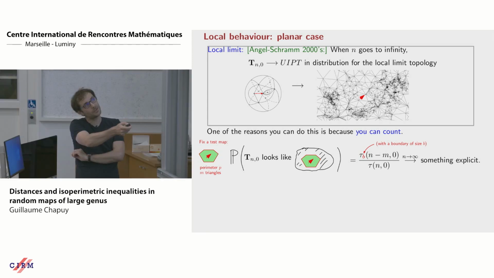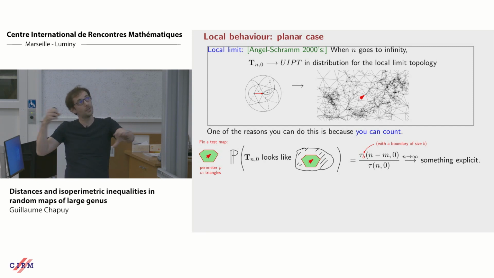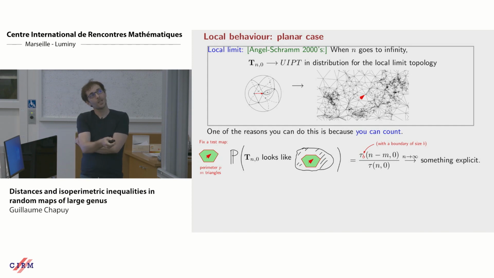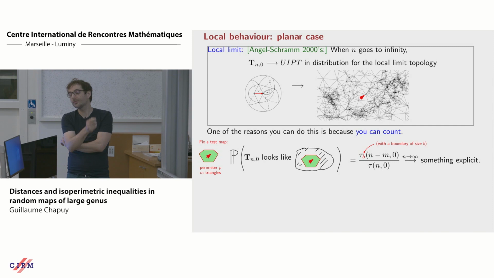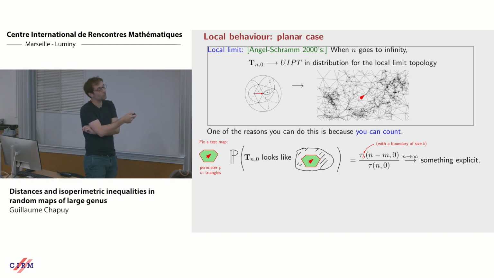If you want to have a triangulation like this, if you remove your test map, you have a hole of perimeter p, right? So this b should be a p, or this p should be a b for boundary. And so if you know the total number of triangulations of genus 0, and if you know the number of triangulations with a boundary of size b and slightly fewer triangles, because you have removed m triangles, then this ratio is exactly your probability. And if you have explicit formulas for this, maybe this converges to something explicit, and you can show that this probability converges.